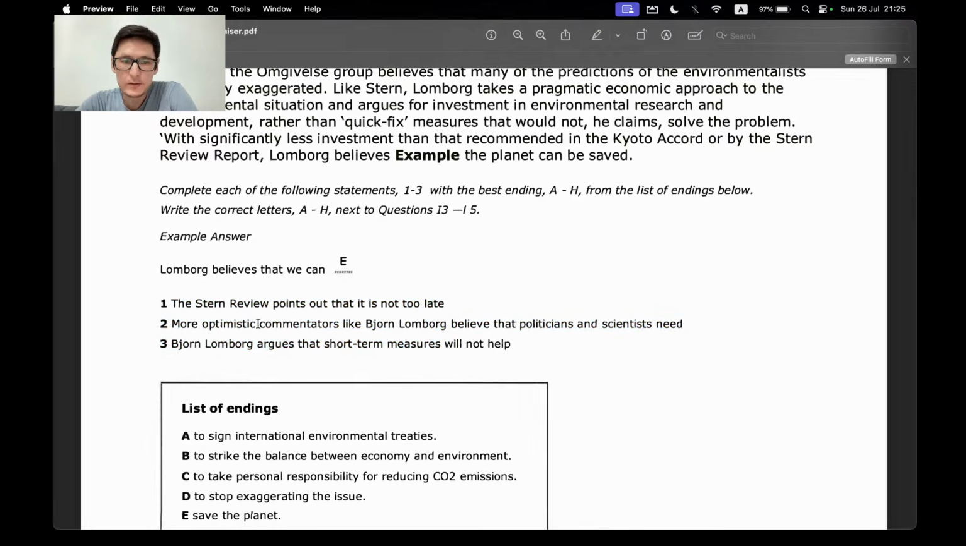Okay, so here we have the Stern review. The Stern review is the clue that tells you where the question is. Okay, then more optimistic, Bjorn Lomborg's belief. Bjorn Lomborg is also the word that helps you find the answer.